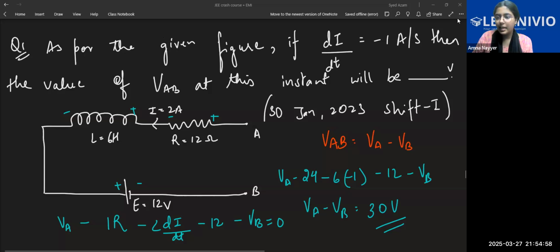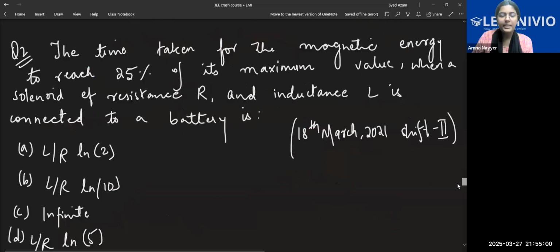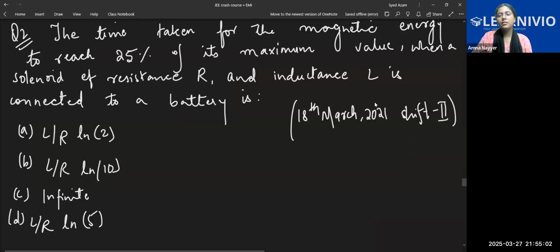Okay. Let's see the next question. This is a question from your 18th March 2021 shift 2 paper. It says the time taken for the magnetic energy to reach 25% of its maximum value. As soon as you see magnetic energy, check whether an inductor is present. Inductor is present, so the formula you have to use is half L I square.